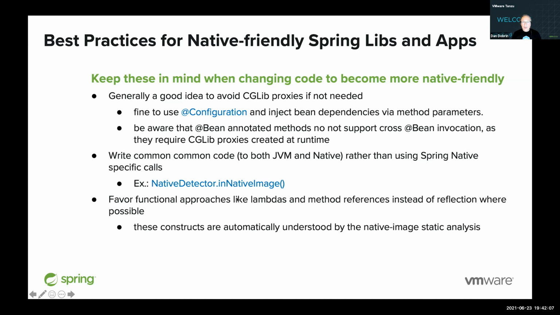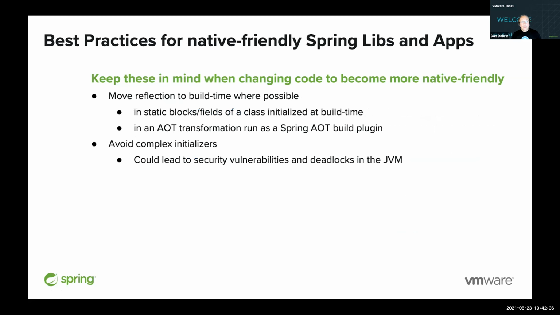Now, favor functional approaches like lambdas and method references instead of reflection wherever possible. And I'll give you a glimpse of the upcoming 0.11, which will probably be released around Spring One at the beginning of September. These constructs for functional approaches are automatically understood by the native image static analysis. And if we can, move reflection to build time wherever possible. In static blocks, fields of a class are initialized at build time in an AOT transformation. But last thing, please avoid complex initializers. They could lead to security vulnerabilities and deadlocks in the JVM.